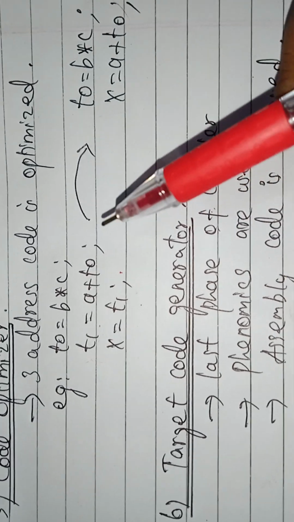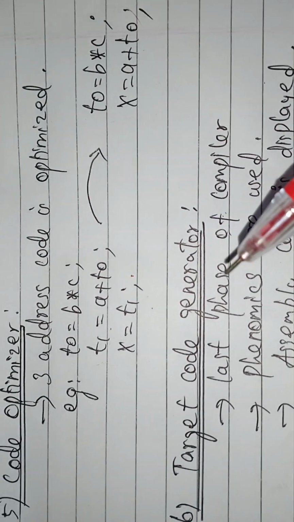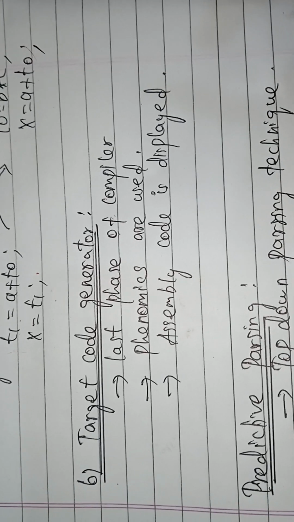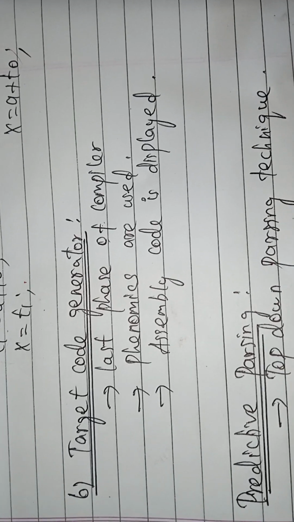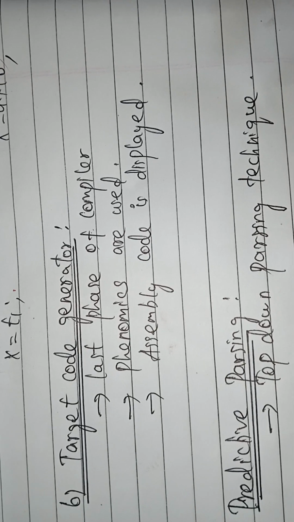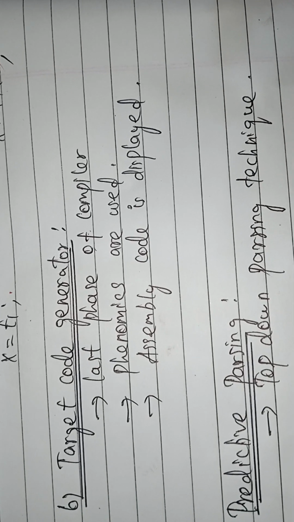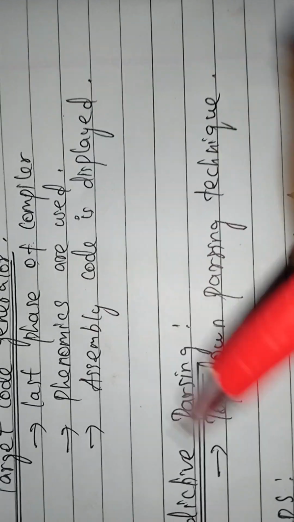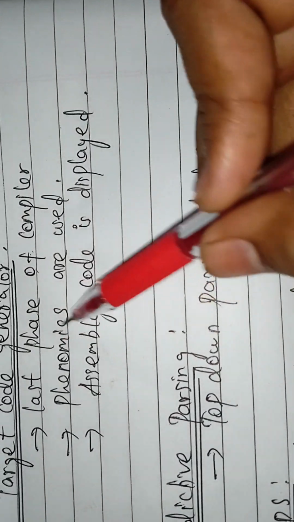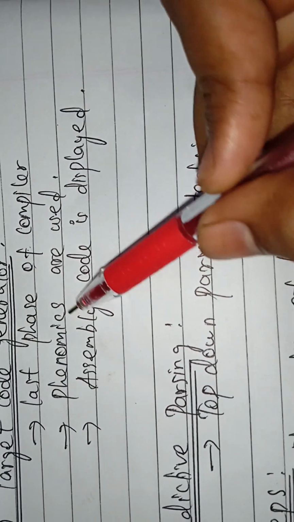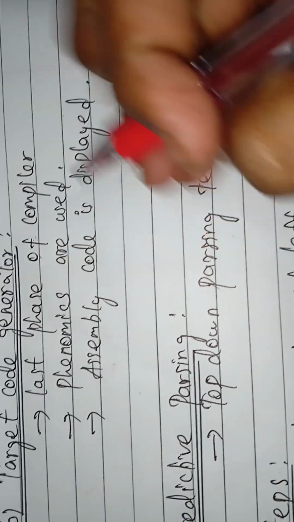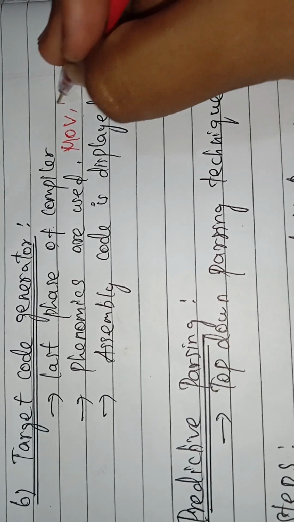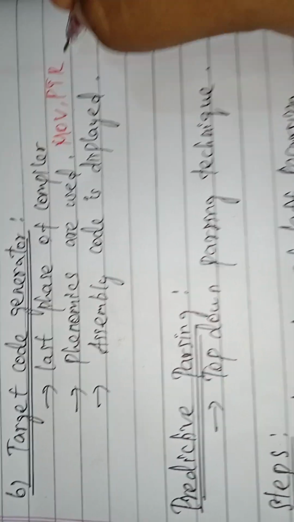This code optimization may be either machine independent or dependent. Then the last phase of the compiler is the target code generation. Here the target code generator will produce the assembly code and it will be finally displayed. Here the mnemonics are used. Mnemonics are nothing but the instructions like move, mov, and so on. So these are nothing but the mnemonics.